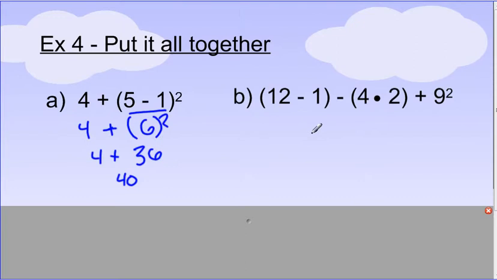Letter B. Okay, I've got parentheses here, exponents, add, subtract, multiply. All right, so we've got to do the parentheses first. Now I've got 2 of them. So you do the first one in the problem first. You do that one first. So we've got 12 minus 1 is 11. Write down the rest of the problem.